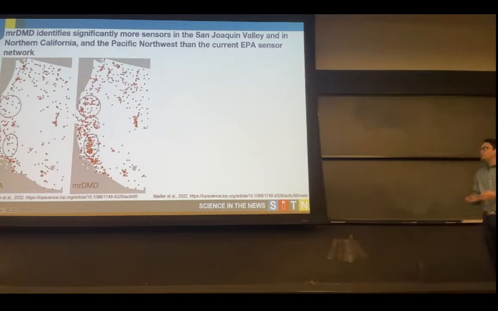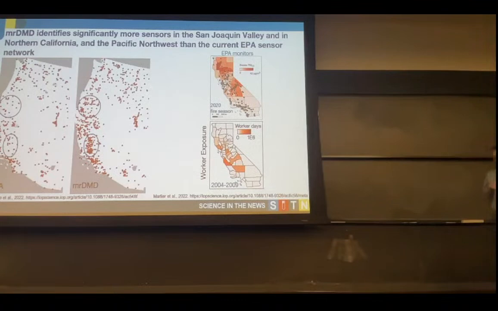And this is important because there's a paper that also came out around the same time we published this, where on the top, each of those black dots are, again, EPA monitors in California. And on the base map, the colored blocks under it are concentrations of PM2.5 from wildfires, or smoke PM2.5. And you really see a mismatch between where the sensors are and where the pollution is.